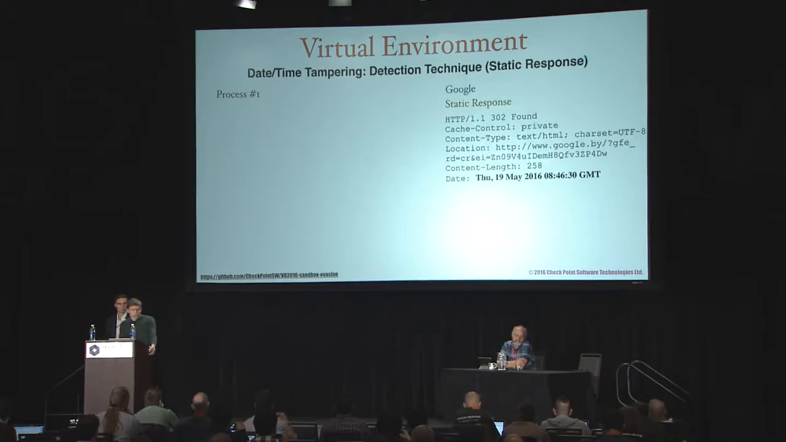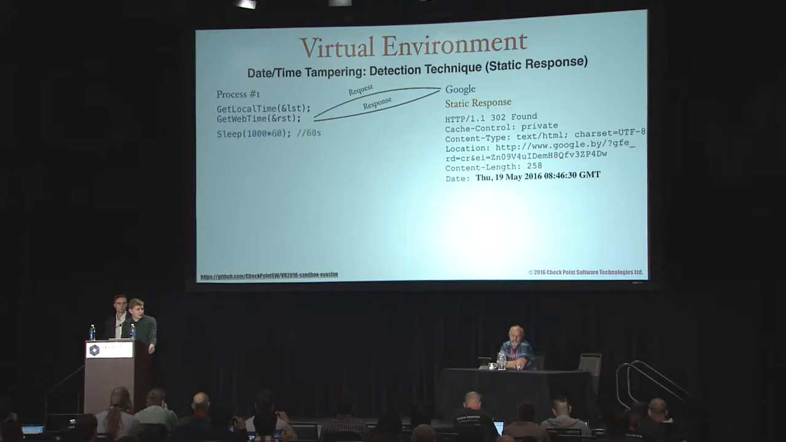We have a process number 1, which performs the following operations. First of all, it gets local time, and then it gets the web time, for example, by sending a request to Google servers and parsing the response. In the next step, it sleeps for 60 seconds, and then it repeats the same operations once again. It sends a request to the remote server and gets a response.